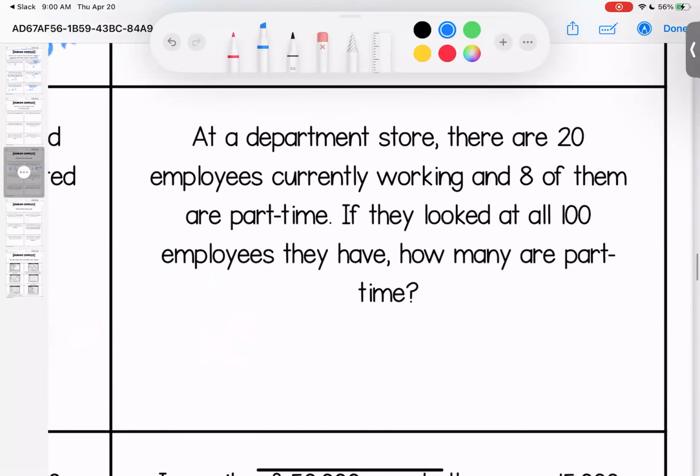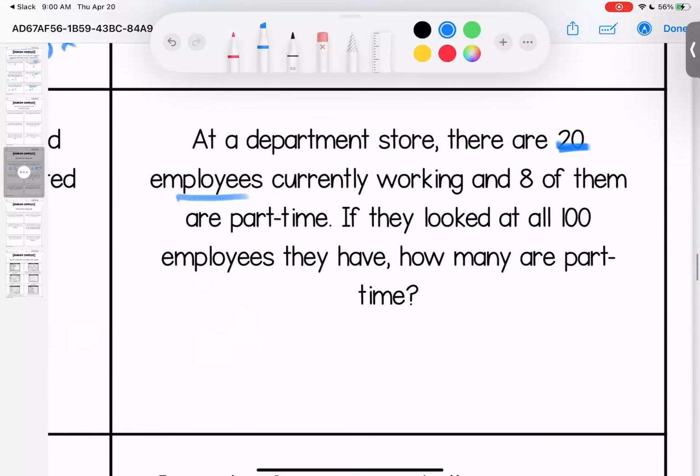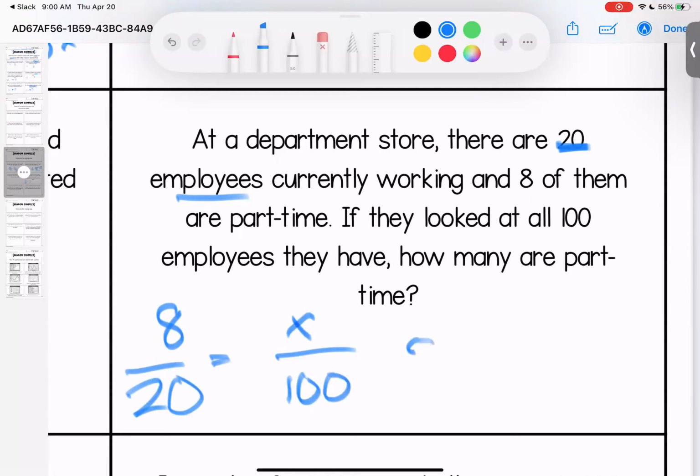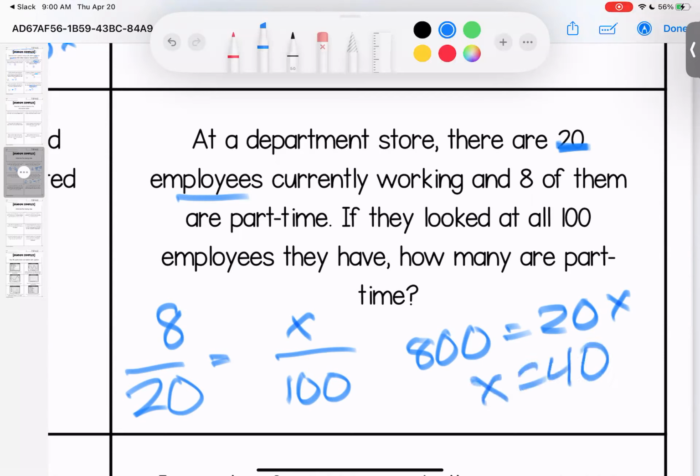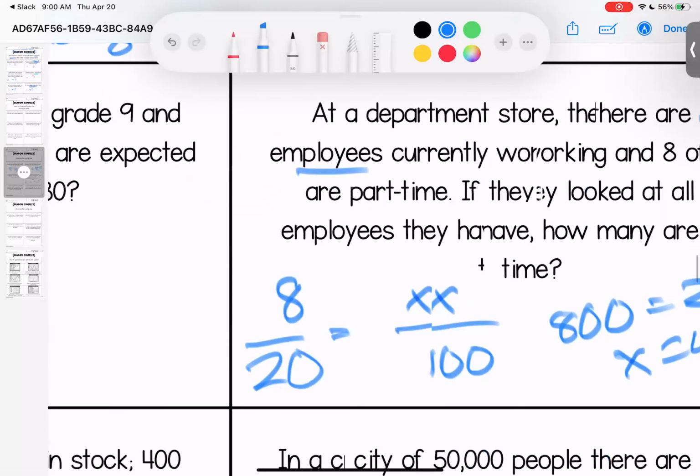Coming down here, at a department store, there are 20 employees currently working, and 8 of them are part-time. If I look at 100 employees they have, how many of them are part-time? So there are 8 part-time people out of 20. How many part-time people out of 100? Cross multiply: 800 equals 20x. If I do 800 divided by 20, I get x is equal to 40. So out of that population, 40 should be part-time.